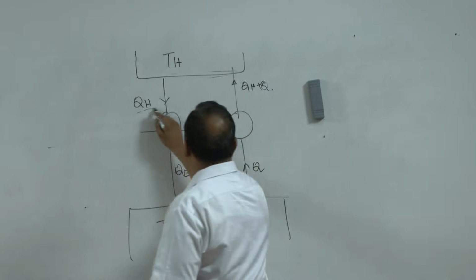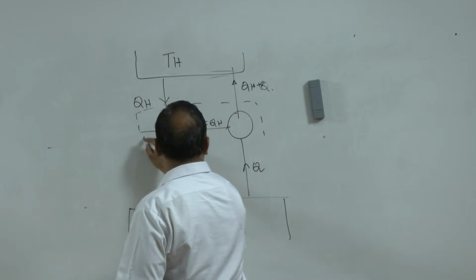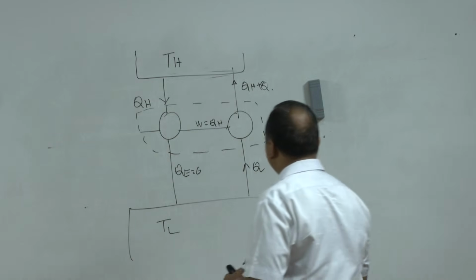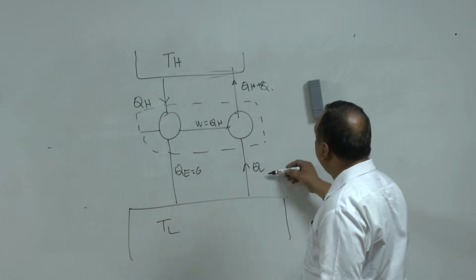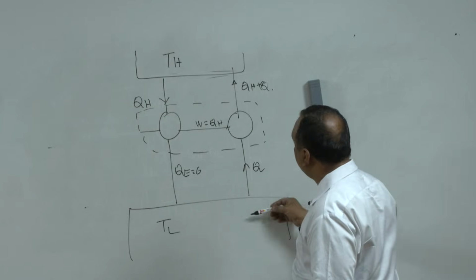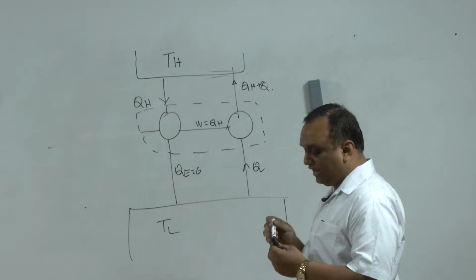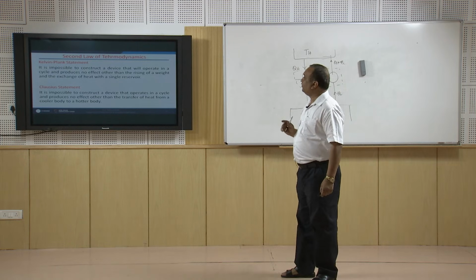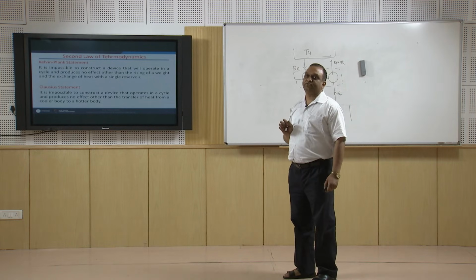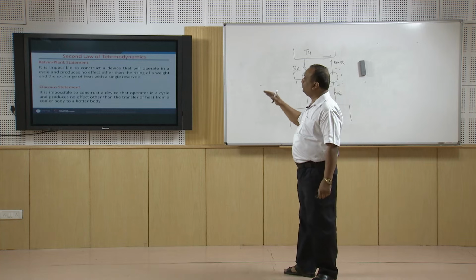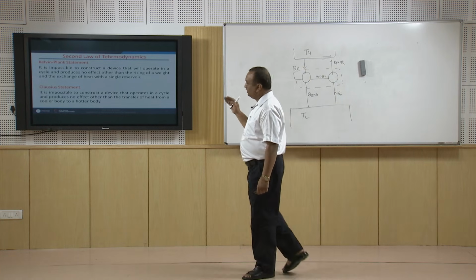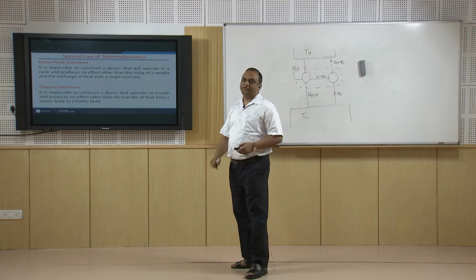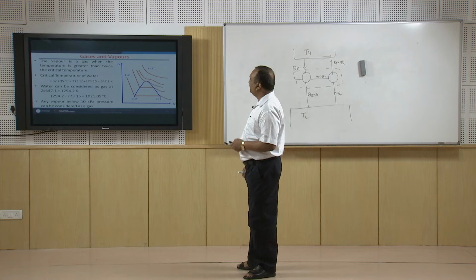Now we are coupling these devices, so Q amount of heat is getting transmitted from lower temperature to higher temperature without any external work. This is leading to the violation of the Clausius statement. So it is proved that if you violate one statement, it will automatically lead to the violation of the other statement.